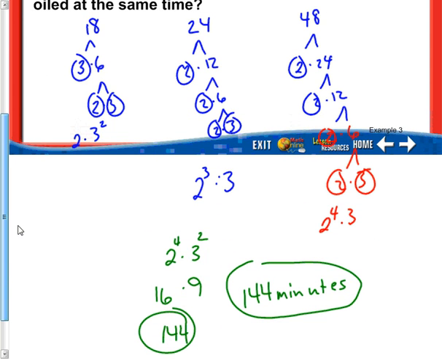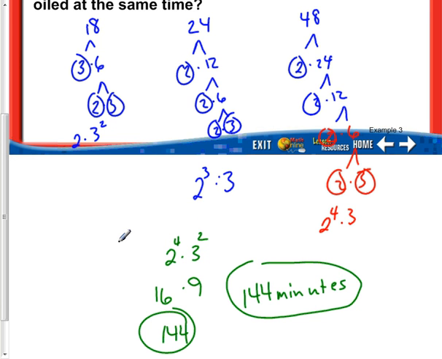So again, it's going to take quite a while if I want to sit here and list out all the multiples of 18, 24, and 48 until I finally get to 144. That's going to take quite a while. So it's much easier to just list the prime factorization and then figure out what numbers we need to use.